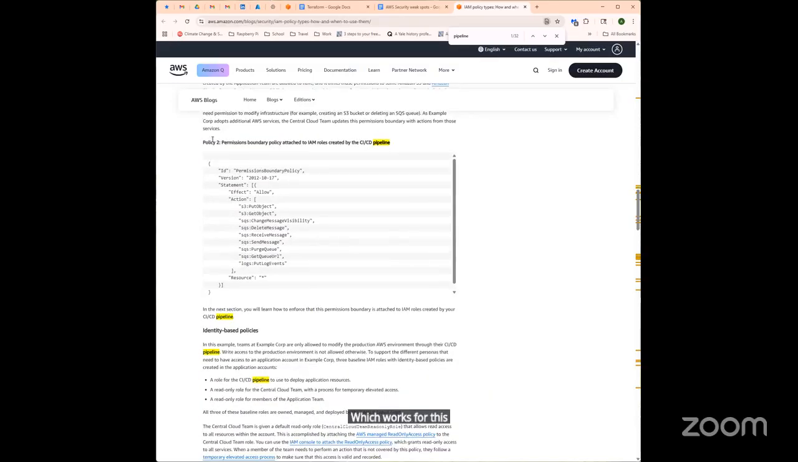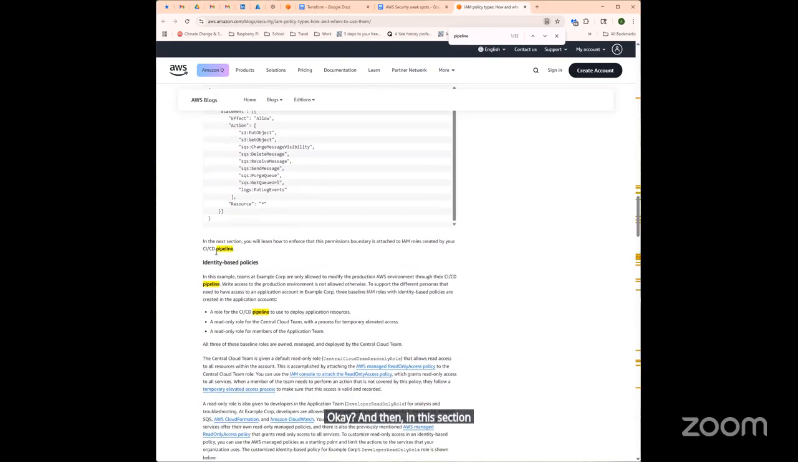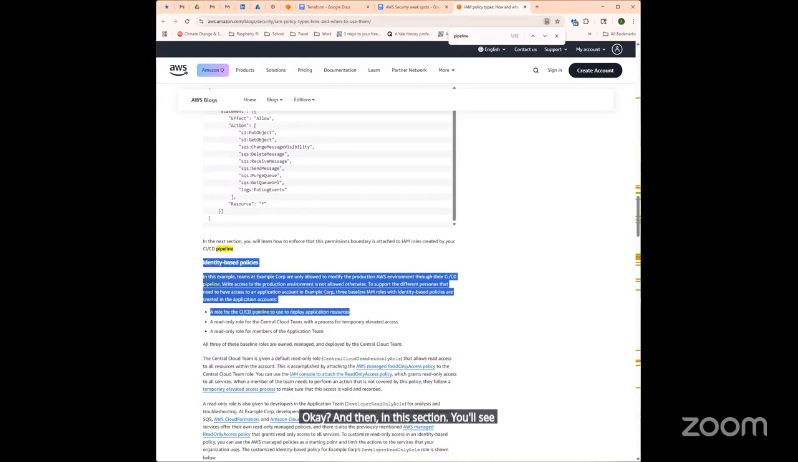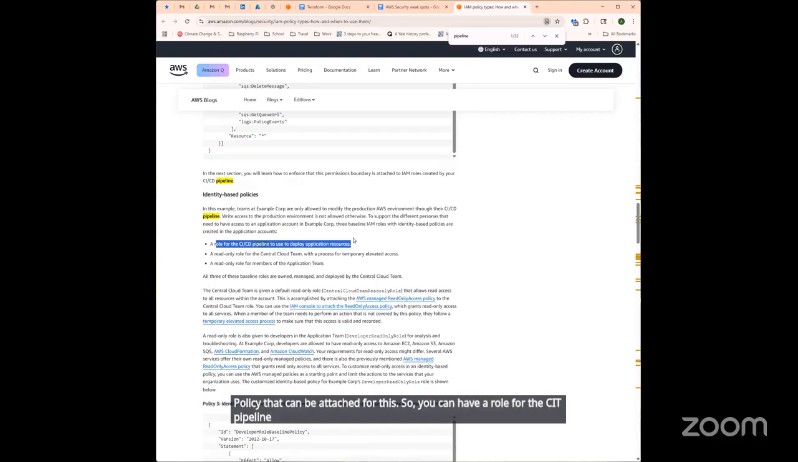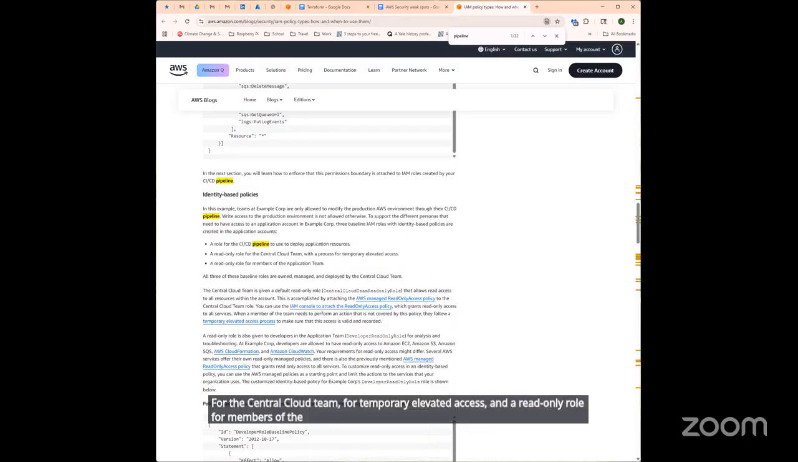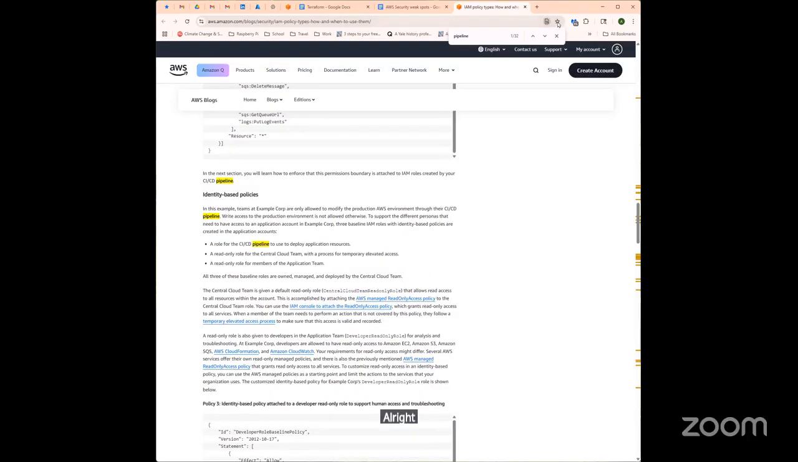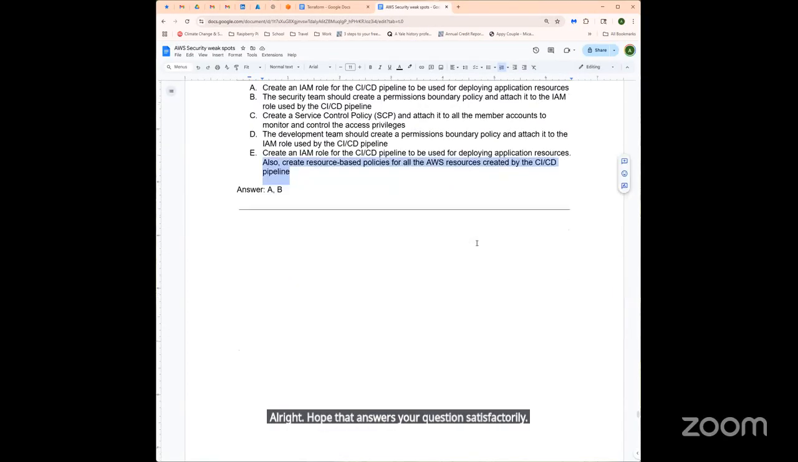And you can see a sample of the policy here. Okay, and then in this section, you'll see the identity-based policy that can be attached for this. So you can have a role for the CI/CD pipeline to deploy application resources, which was the question, a read-only role for the central cloud team for temporary elevated access, and a read-only role for members of the application team. All right. Hope that answered your question satisfactorily. Let's go to the next one.